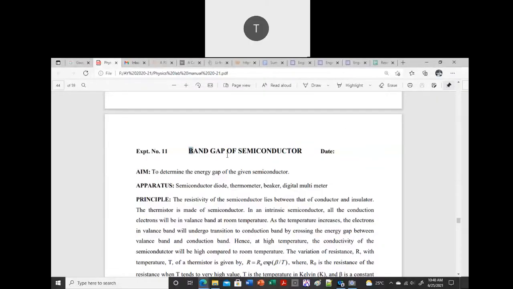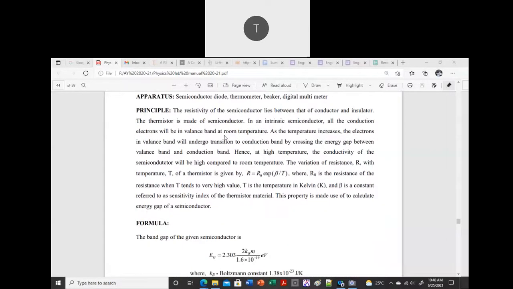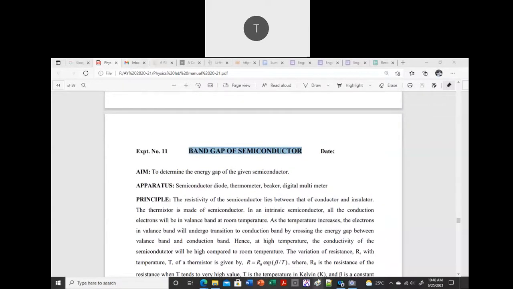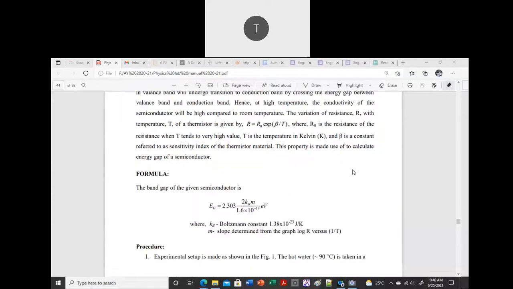Now we will see the energy gap of a semiconductor. This is also a very simple experiment. So let us complete this, then we will go to the next one. So what is energy gap? Can anyone tell what is energy gap? What is the meaning of energy gap?